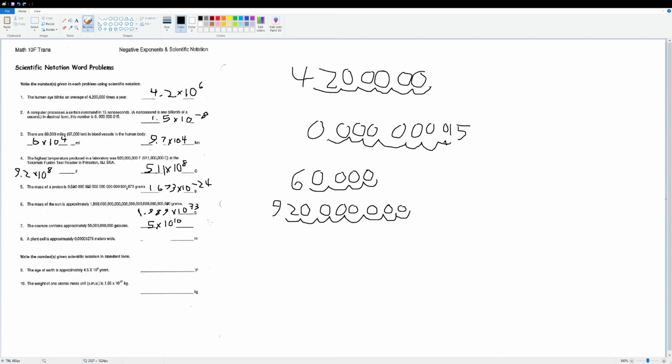The next number: a plant cell is approximately 0.00001276 meters wide. So we're simply going to move it over once, twice, 3 times, 4 times, and 5 times. So we simply write it as 1.276, because we need to keep all those numbers, times 10 to the, it's a small number, so negative 5.